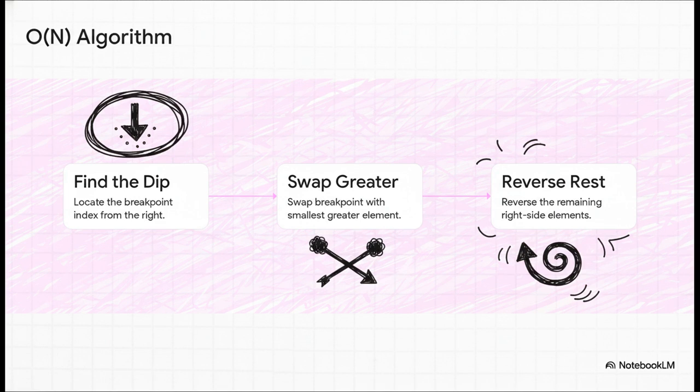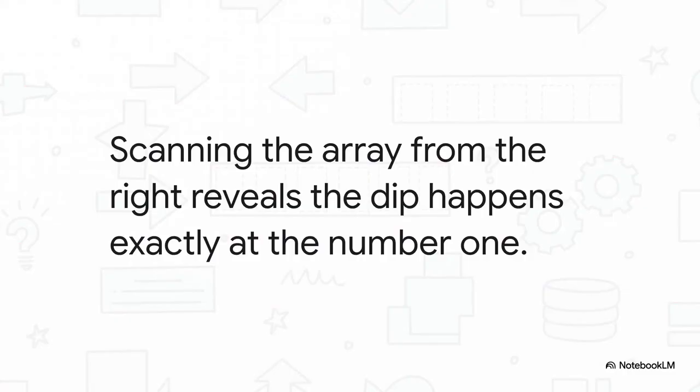Step 1, find the breakpoint index, our dip. Step 2, swap that breakpoint with the smallest greater element to its right. And step 3, reverse the remaining right side elements. Let's walk through exactly how this works. Let's watch this scan in action.